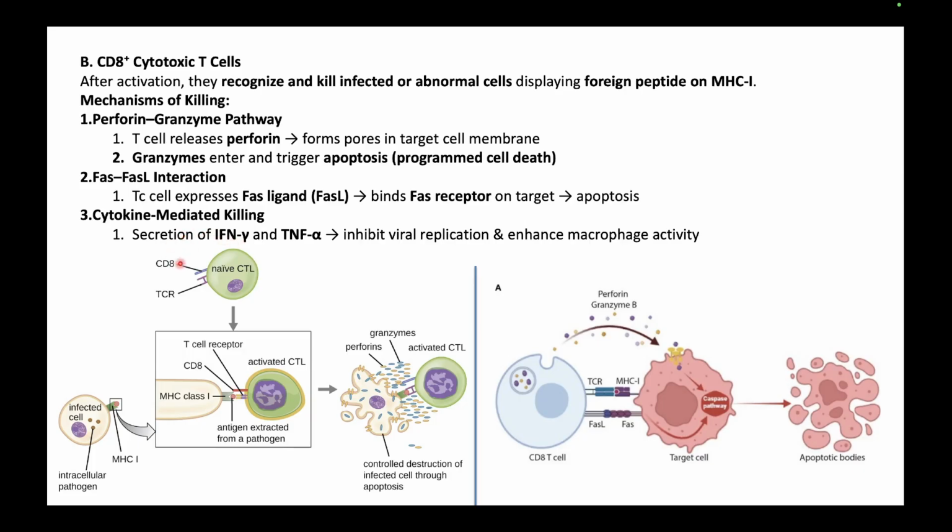The secretion of IFN gamma and TNF alpha also inhibits the viral replication and enhances the macrophage activity. So these are the different mechanisms of killing. The antigen presenting cell is presented to the CD8 positive T cells, and it can be killed either by the perforin granzyme pathway, or Fas-Fas ligand interaction, or cytokine mediated killing. Altogether it will either let the cell die by the programmed cell death mechanism, or if it is a virally infected cell, it will try to inhibit the viral replication and enhance the macrophage activity.